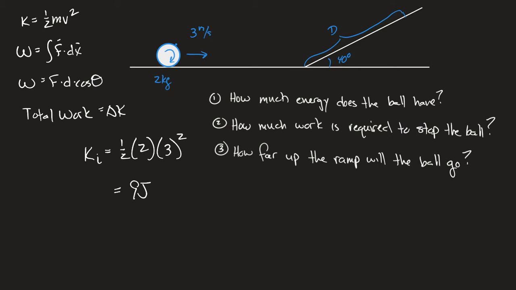The total work that has to be done on the ball bringing it to rest has to be equivalent to -9 joules. If I want to bring the ball to rest, I want its final kinetic energy to be 0. So the total work would have to be equal to the change in kinetic energy, which is going to be 0 minus 9, or -9 joules.